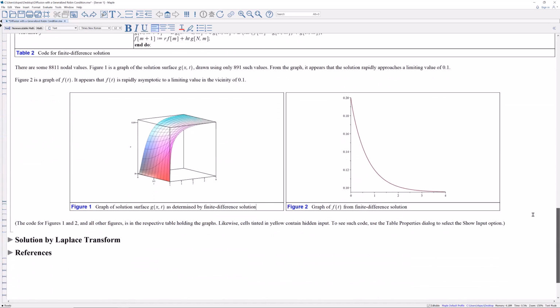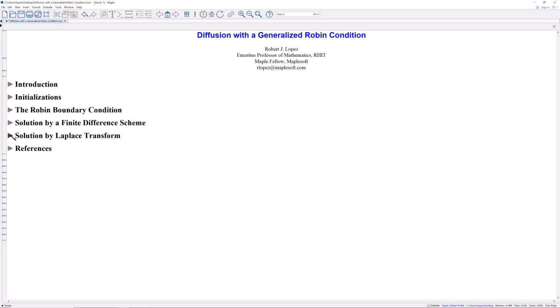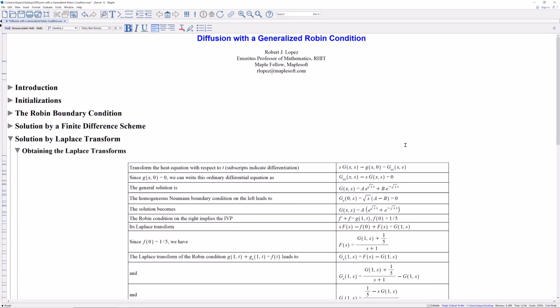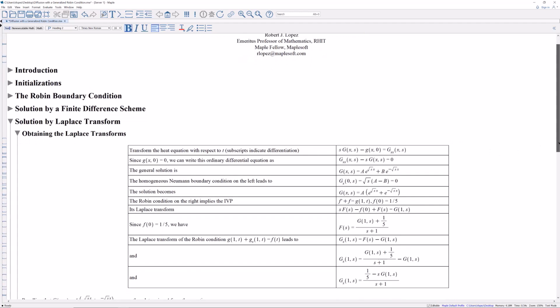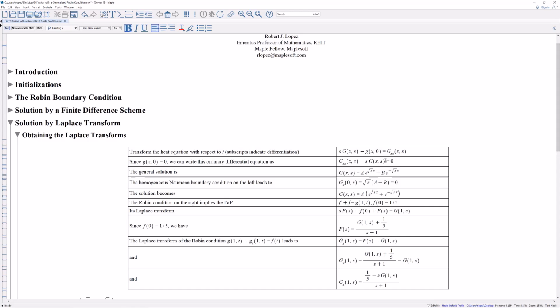So let's move on to the solution by Laplace transform. So first we've got to get some Laplace transforms. And I've got that summarized here in this table. So we take the transform of the heat equation, or diffusion equation, with respect to t. Subscripts indicate partial derivatives. So this is the transform of the partial with respect to t. So you got an s and the value at t equals 0. And on the right side, you have the transform, but the two derivatives with respect to x can be applied outside the transform. G at time 0, that's this number here, is 0, so this term drops out.